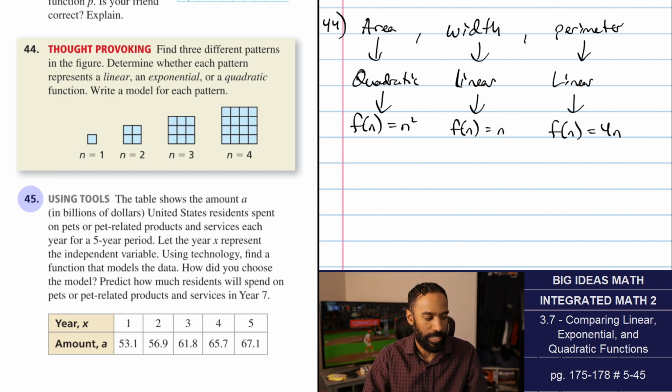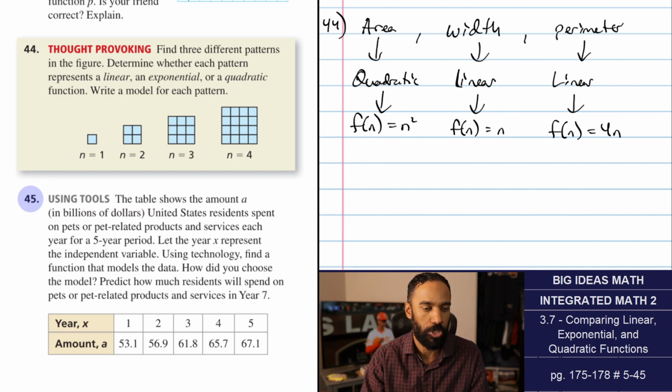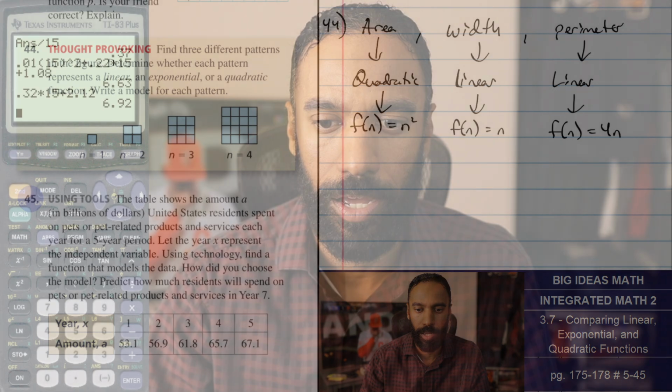It says using technology. It doesn't say use a calculator, I suppose. But if I plotted those, I've got to see if my calculator does linear regression. I've got to see if it does exponential and quadratic regression. Give me 1 second here. Let's plot those in a table. Stat edit. Let's do year 1, 2, 3, 4, 5. And 53.1. Whoops. 56.9. 61.8. 65.7 and 67.1. Okay.